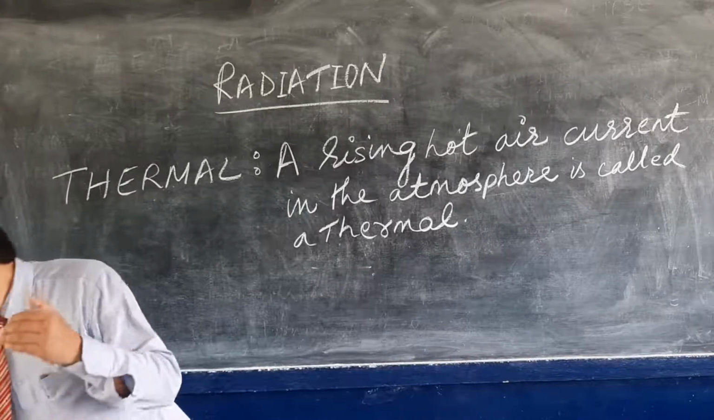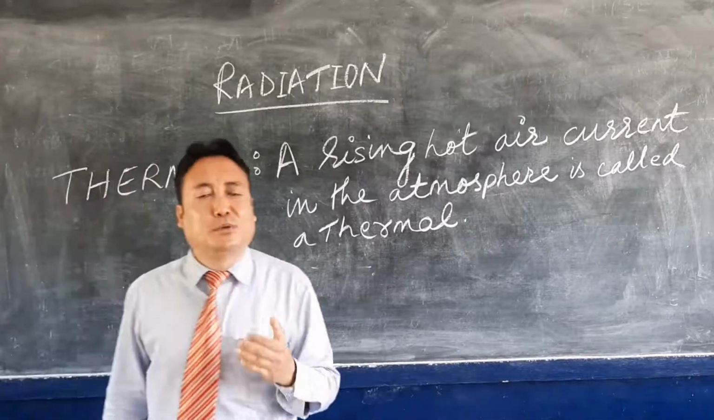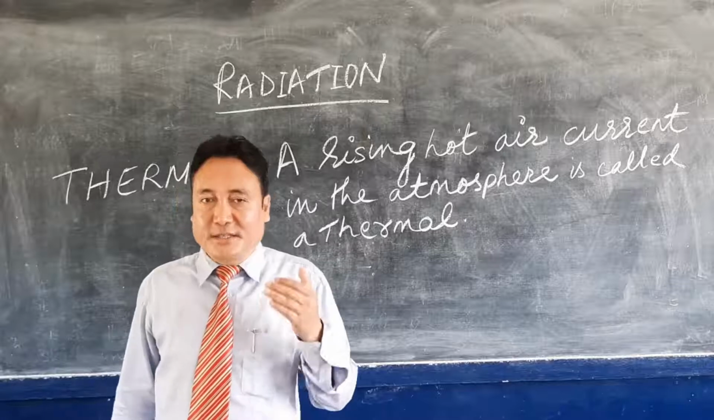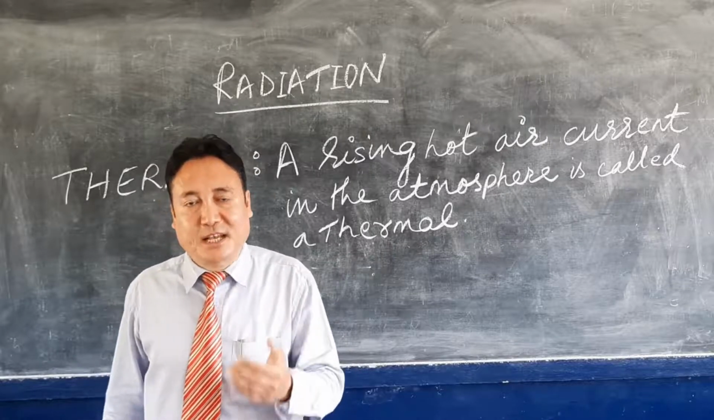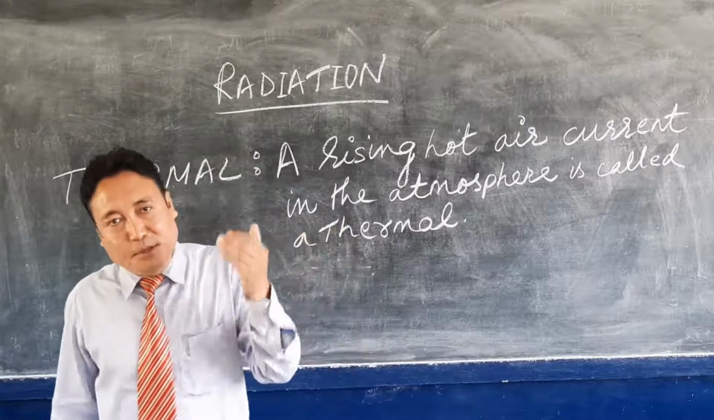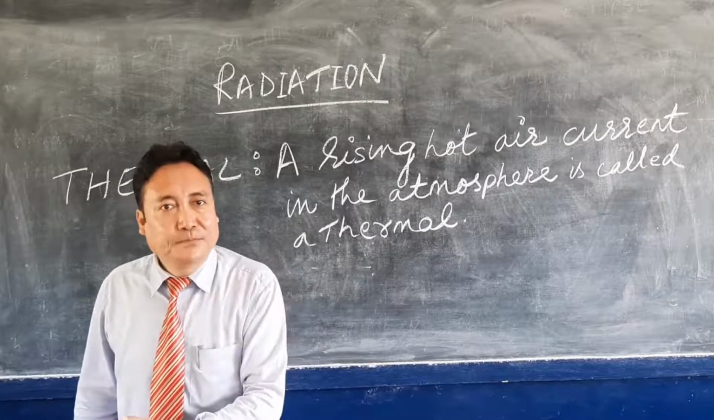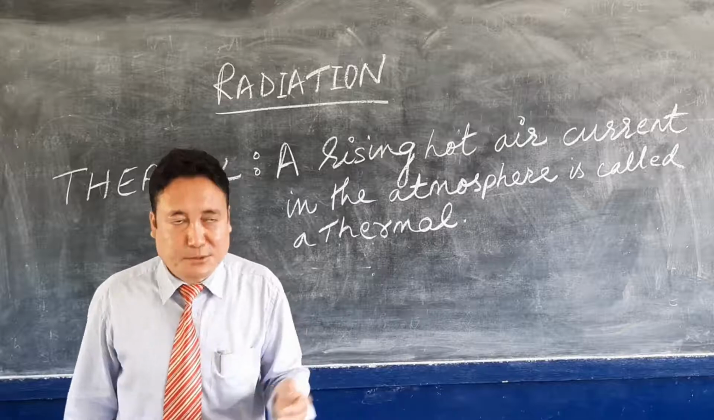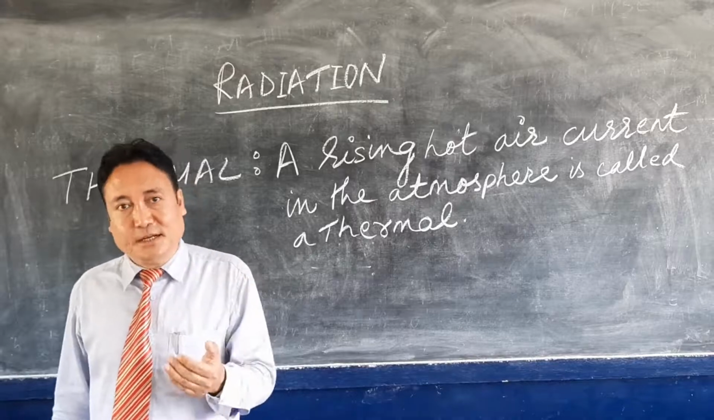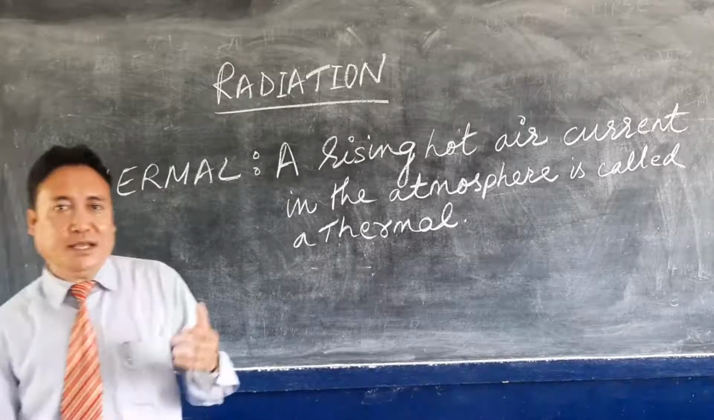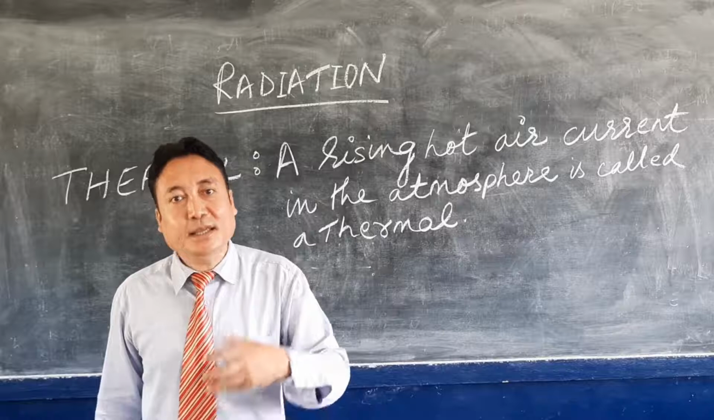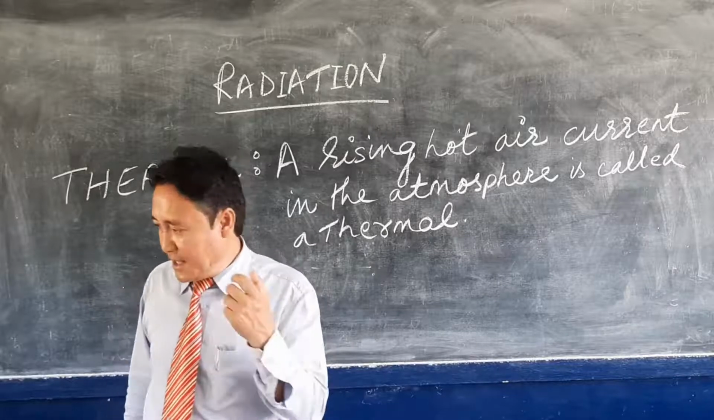Very important, it is one of the fastest modes of transfer of heat. Compared to conduction and convection, radiation is one of the fastest modes. It does not require any material medium, and it is the mode of transfer of heat from a hotter body to a colder body without heating the space between them. So that is radiation. For example, the energy from the sun reaches the earth by radiation. The heat we get from the sun is through the process of radiation.